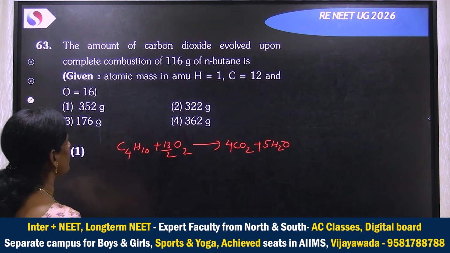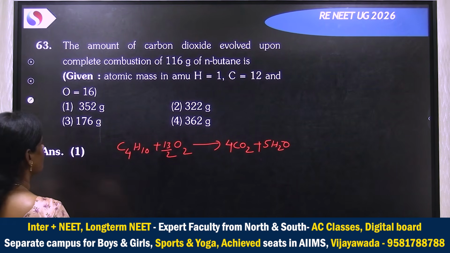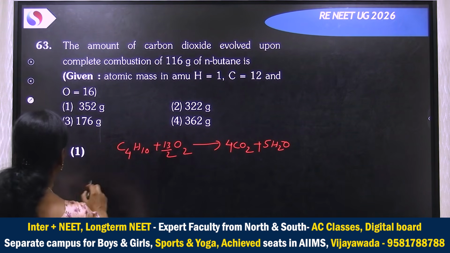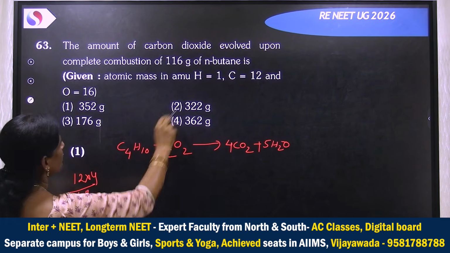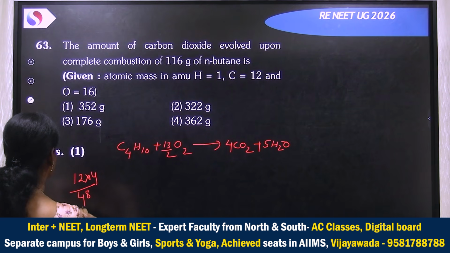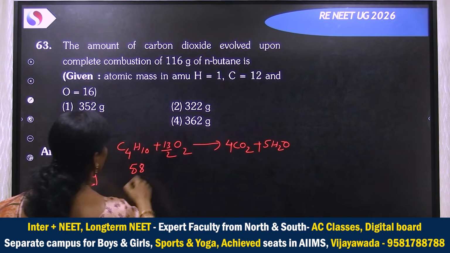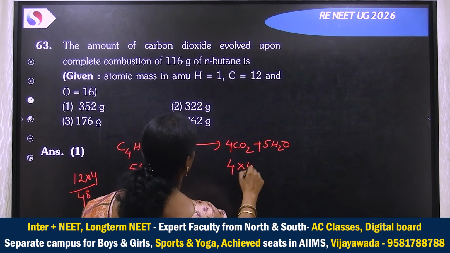And coming to the molecular mass of n-butane, carbon is 12, so 4 into 12. For each carbon, the atomic mass is 12, so 12 into 4 is 48. 48 plus 10 hydrogens, so the total is 58 grams. So 1 mole is 58 grams. 58 grams of n-butane on combustion gives 4 into 44 grams of carbon dioxide.